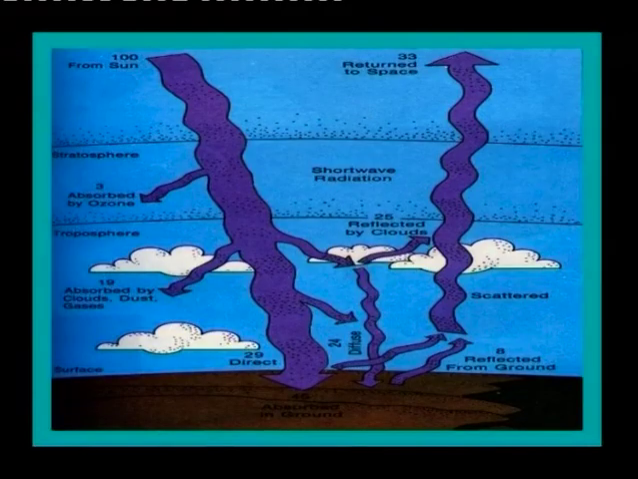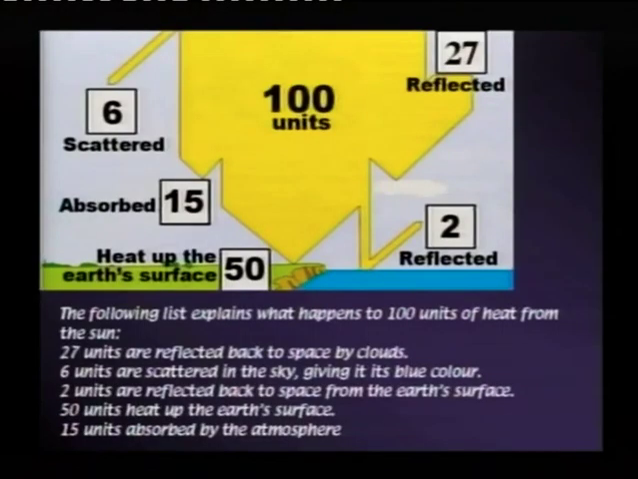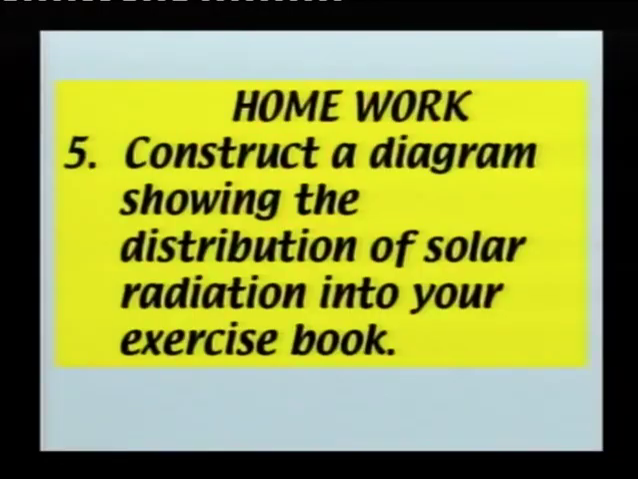You can use the diagram that we have on the monitor there showing incoming and outgoing radiation, incoming shortwave radiation and outgoing longwave radiation. That's the second diagram that you could use to construct the distribution of solar radiation. And the third diagram can be similar to what you have done for your homework, the activity that we did on filling in those boxes. But into your exercise book, you must at least construct a diagram to show the distribution of solar radiation. And that's what I'd like you to complete for your homework.